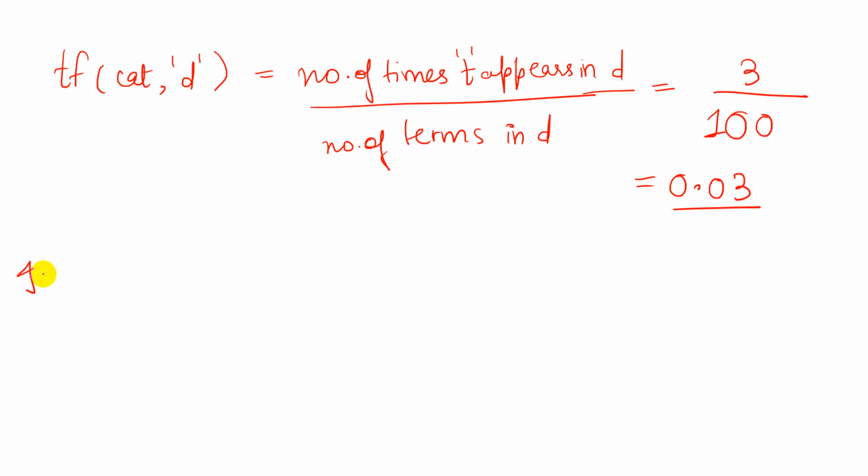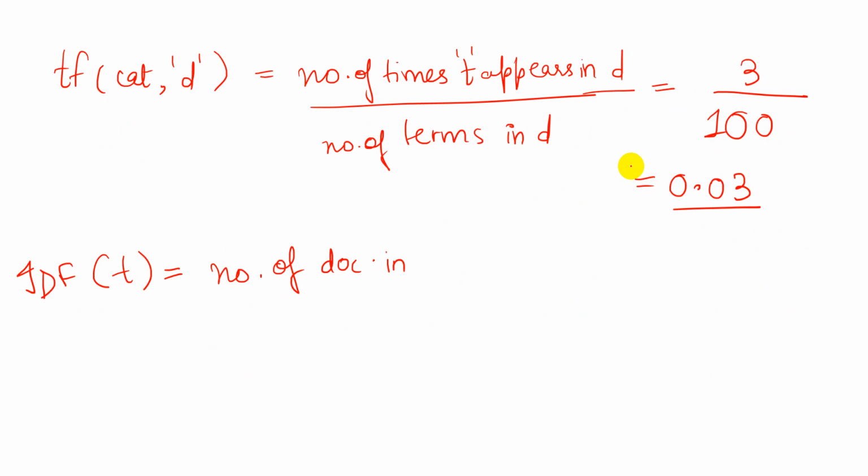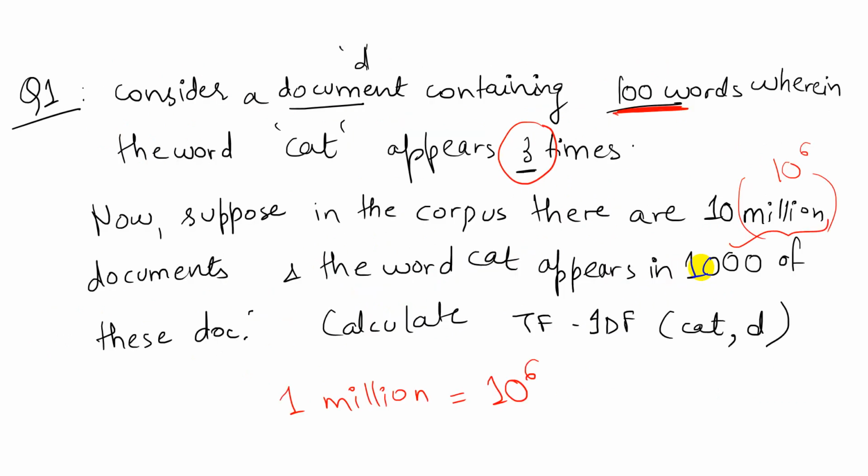Now let us calculate the inverse document frequency for the term T. So how do we calculate that? That is the number of documents in the corpus, right? Just apply this formula: number of documents in the corpus upon the number of documents in which term T appears, that is cat here. So how many documents are there in the corpus?